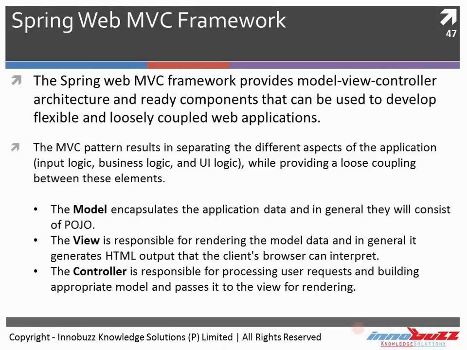The model encapsulates the application data, and in general, it consists of POJOs. The view is responsible for rendering the model data, and in general, it generates HTML output that the client's browser can interpret. The controller is responsible for processing the user request, building the appropriate model, and passing it to the view for rendering. So this is all about model view controller in the Spring Web MVC framework.